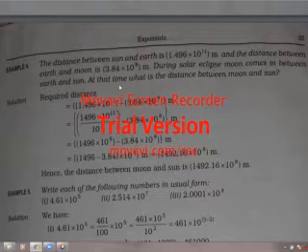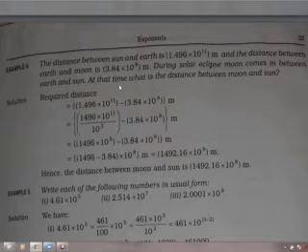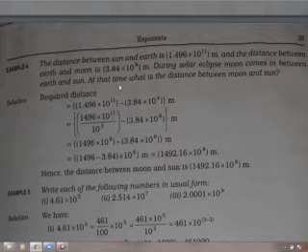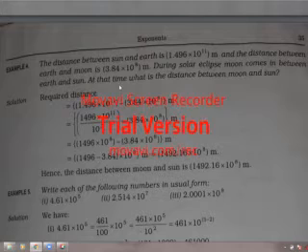Now it has been said that the distance between sun and earth is 1.496 into 10 to the power 11, and the distance between earth and moon is 3.84 into 10 to the power 8. During a solar eclipse, the moon comes in between the earth and sun, that means it is coming in the middle of earth and sun. So at that time, what is the distance between moon and sun? What we will do, we will subtract from the total distance between earth and sun. From that, what will we be subtracting?